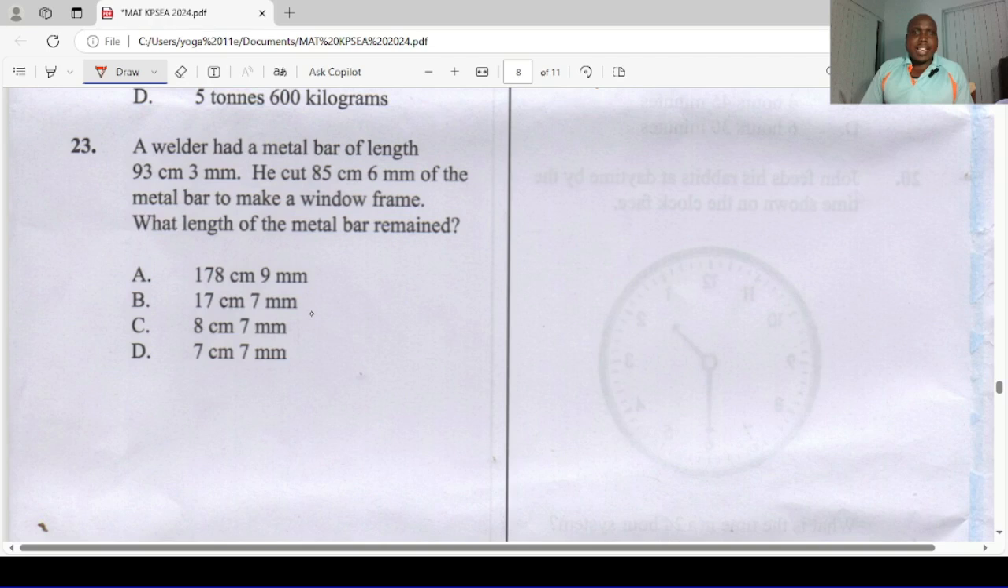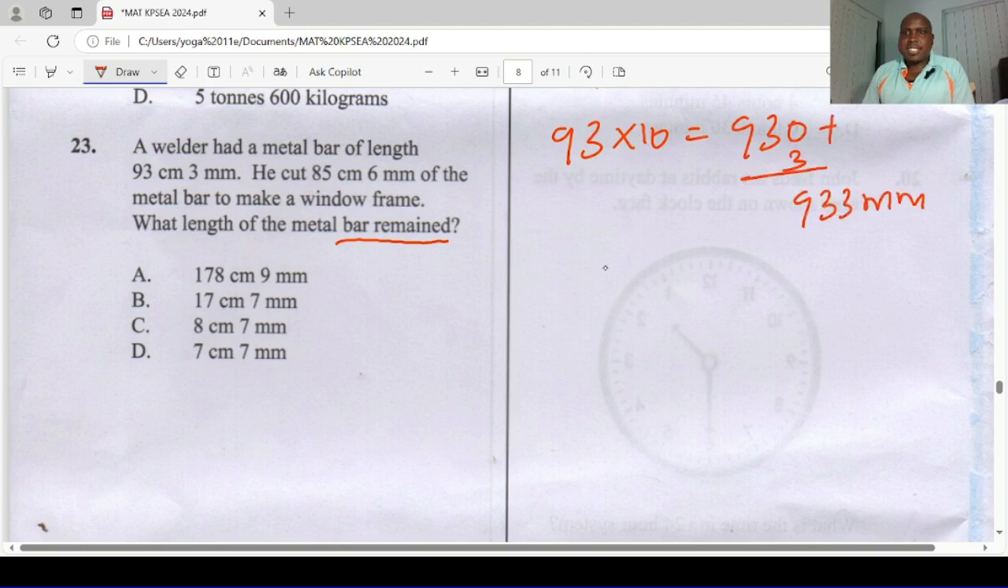The water had a metal bar of length this. We carry this bar. What length of the metal bar remained? So we can now change this one to be one uniform. Let us make all of that to be in millimeters. So 93 centimeters times 10, that will be 930 plus 3, that is 933 millimeters. What about this one? This one is 850 millimeters plus 6, so it is 856 millimeters. So subtract and we get the answer.